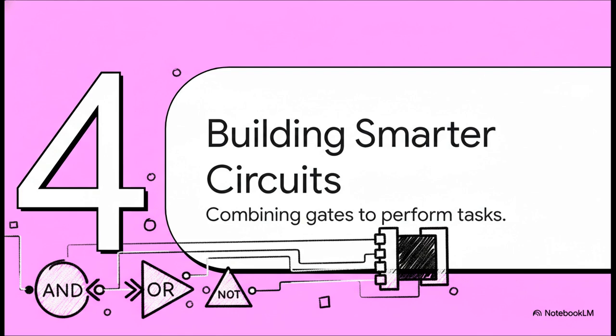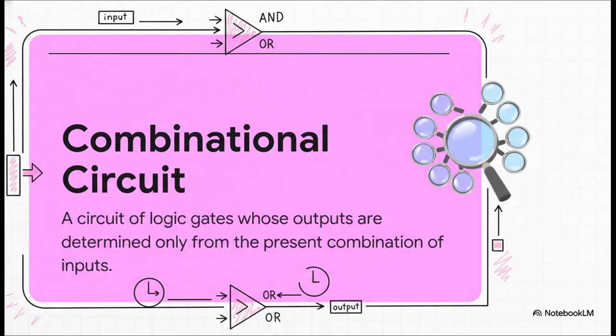And, or, and not are three basic building blocks. On their own, they're pretty simple, right? But this is where the real magic begins, when we start linking them together. When we connect them, we create something called a combinational circuit. And the most important thing to know about these circuits is that they have no memory. The output you get depends only on the inputs you give it at that very second. It's all about the right now.